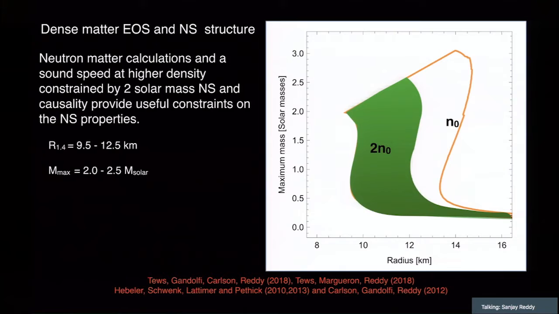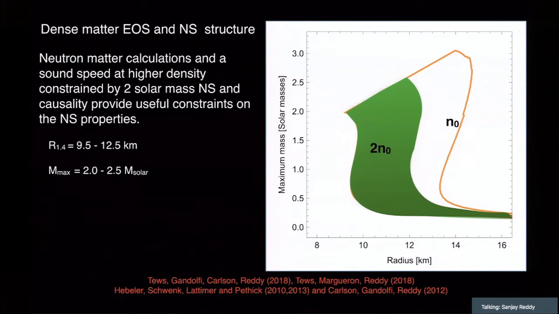If now you say we believe the neutron matter equation of state up to twice nuclear density, the range of possible masses and radii decreases to this green curve, where, based on our best calculations at the moment, it appears that neutron stars have radii between about 9.5 kilometers and 12.5 kilometers. And the maximum mass of a neutron star is between 2 solar masses and 2.5 solar masses.